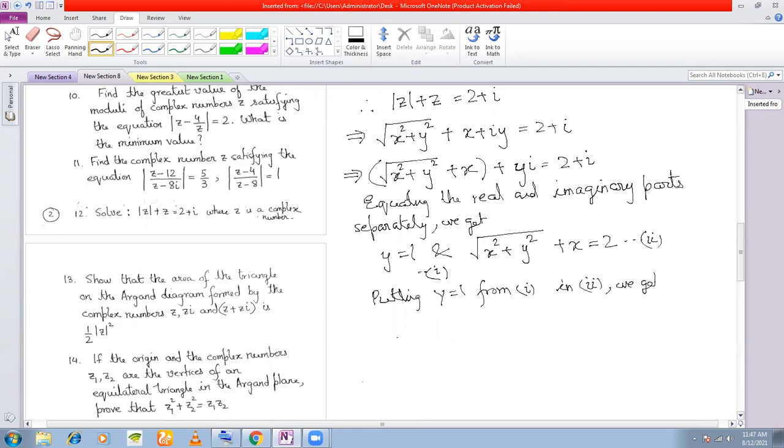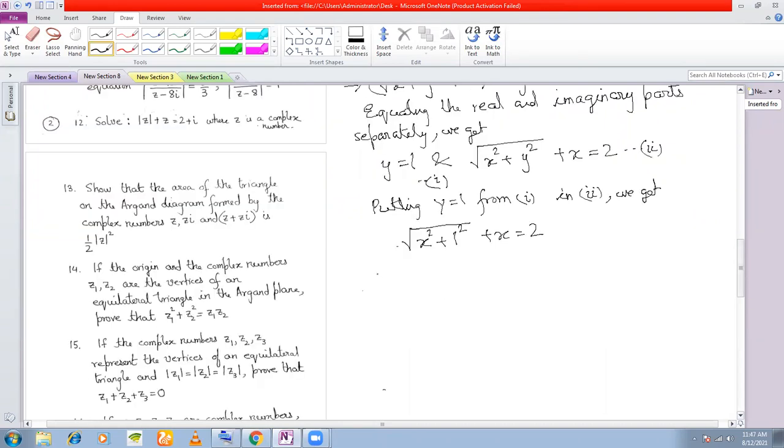We get √(x² + 1²) + x = 2. In order to solve this equation, you take x on the other side. You get √(x² + 1) = 2 − x. Now square both sides. You get x² + 1 = (2 − x)².